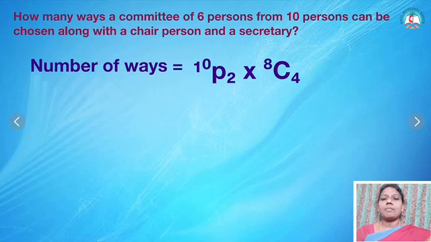Okay. Why do I have multiplication? I need all the 6. That means 2 and 4. Therefore, I am having multiplication. Okay. That is the principle of counting. Already you know that.